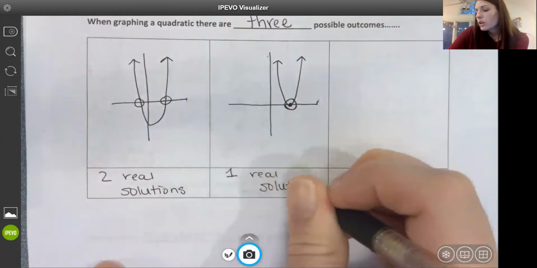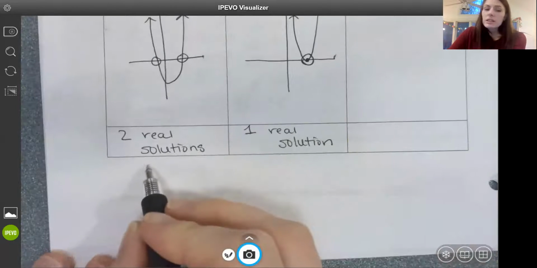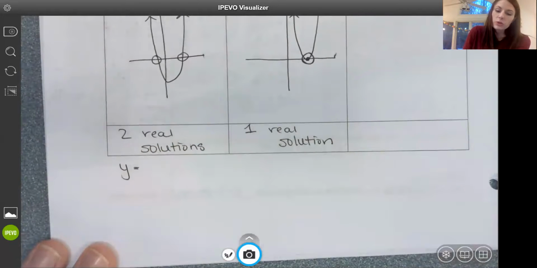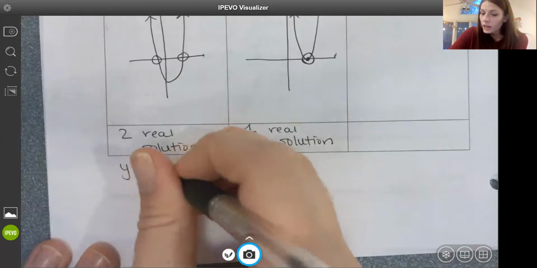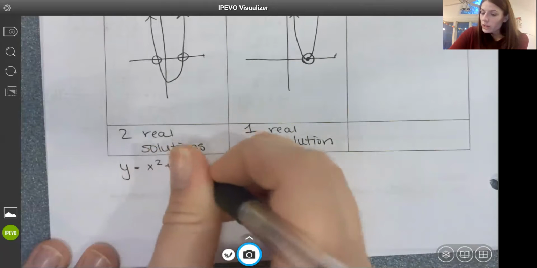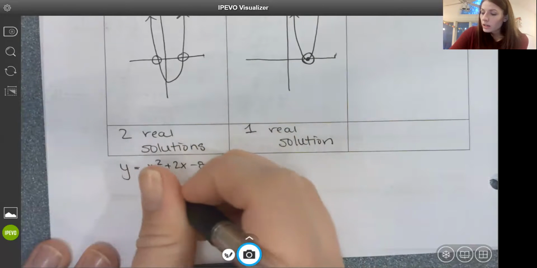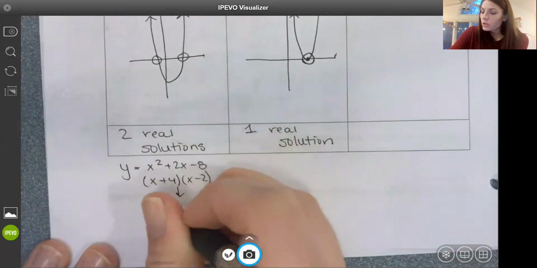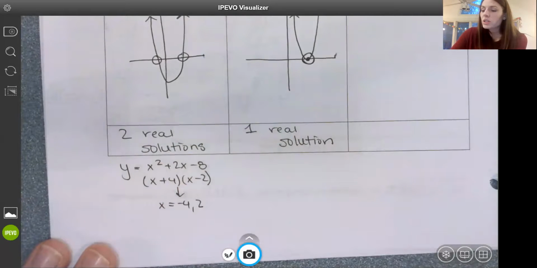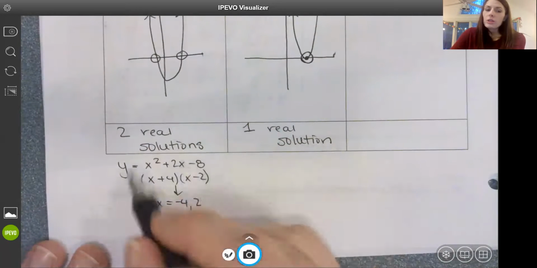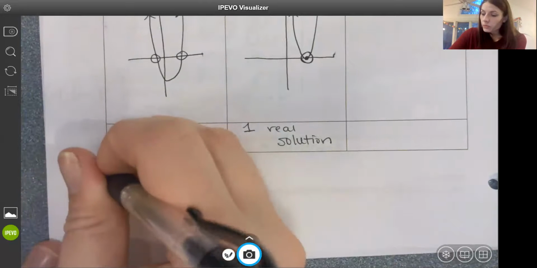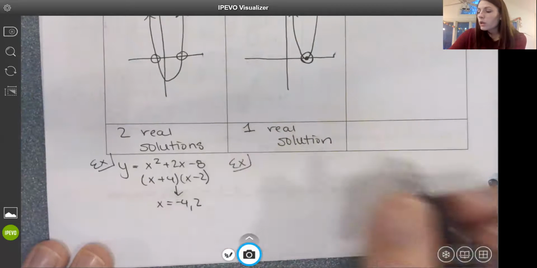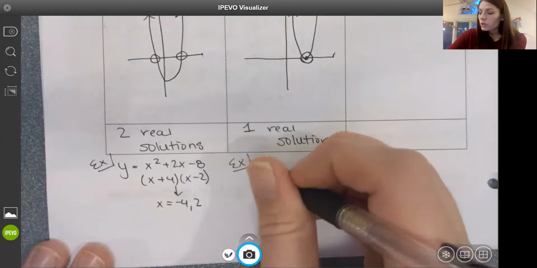And if that's the case, then we have 1 real solution. So as an example here, okay, what was our graph on the page before? So if I had x squared plus 2x minus 8, and we said that's x plus 4, x minus 2, there are my 2 solutions, right? So just as an example of what 2 real solutions look like. Doesn't necessarily match my graph.